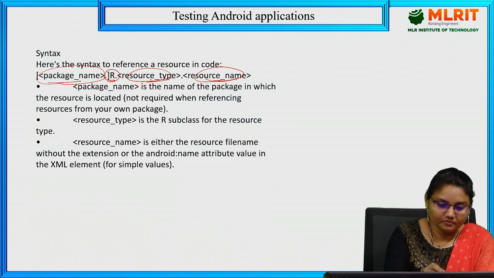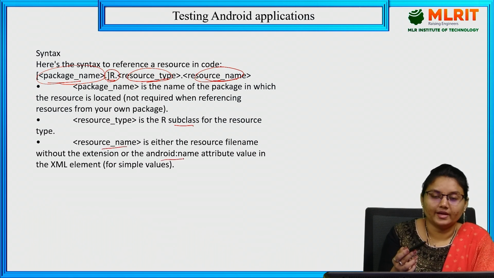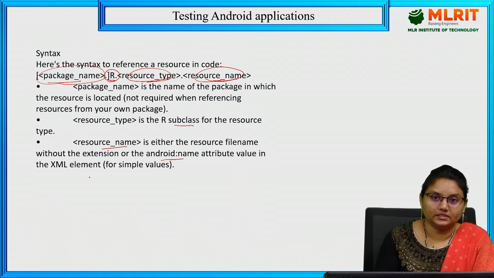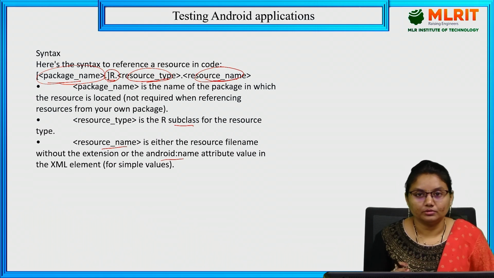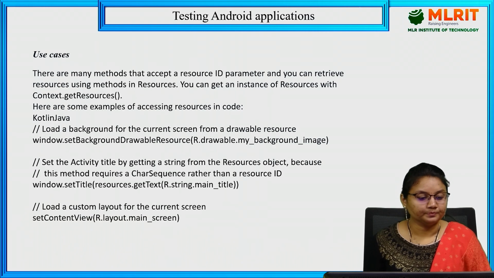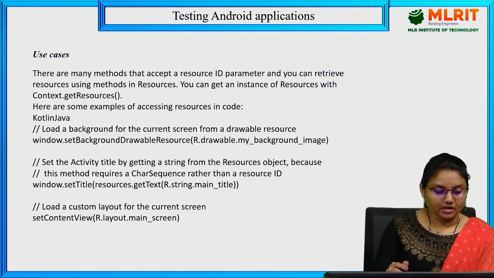So resource type is a subclass of the R class. Resource name is either the file name without the extension or the android:name attribute in the XML file. Both can be given as R.resourceType.resourceName. And these are the use cases. Here are a few examples of the syntax we have just discussed.